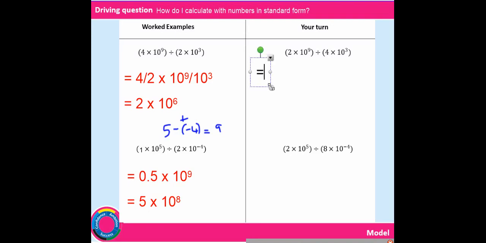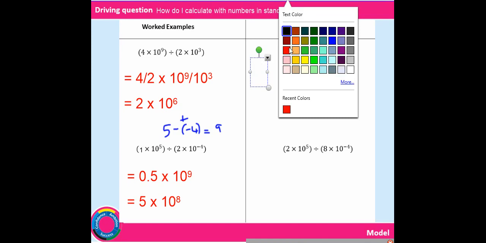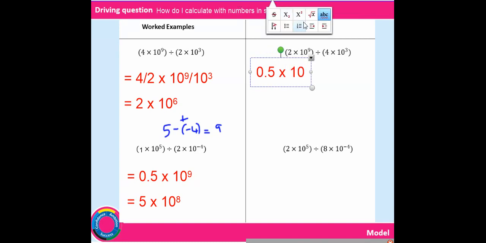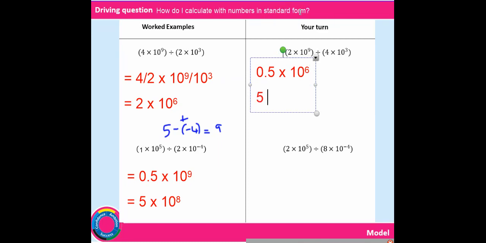Okay, well, 2 divided by 4 is 1 half, or 0.5. And 10 to the power of 9 divided by 10 to the power of 3 is 10 to the power of 6. Not in standard form. 0.5 is less than 1, so let's change it to 5, multiplied by 10 to the power of... Well, we've increased this by multiplying it by 10, so we must have had to take a 10 from here. So let's reduce that to 5.